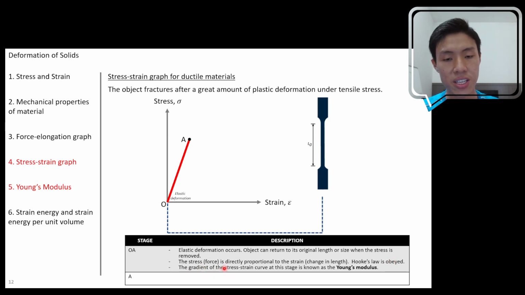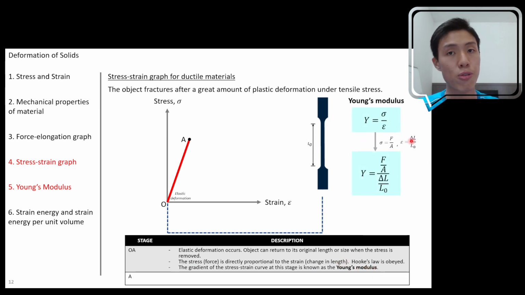Then next, the gradient is known as the Young's modulus. Okay, so this is the same formula as what we have discussed in the stress strain graph for brittle materials. So once you have reached this point A in a brittle material, it is the end of elastic deformation. At the end of elastic deformation, for brittle materials, there's no more plastic deformation after that. So the brittle material is supposed to fracture at this stage.